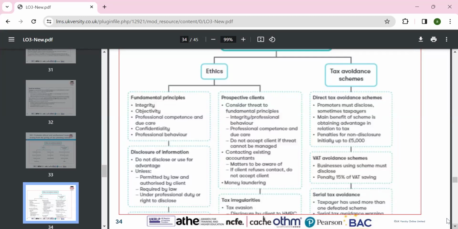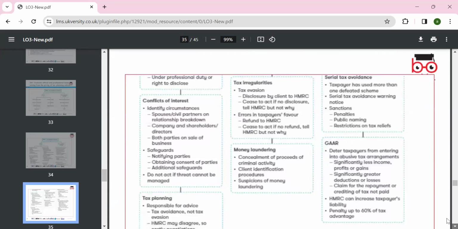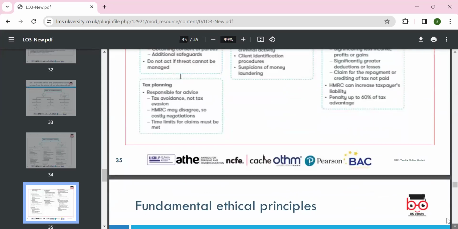Tax avoidance scheme, direct tax avoidance: the promoter must disclose. The taxpayer gets the benefit of the scheme, obtaining advantages in relation to tax. Penalty for non-disclosure is initially up to 5,000. VAT avoidance scheme, yes, businesses using the scheme must disclose it, and there can be penalties if we don't. We can think about what we can save under different schemes in a certain period of time and in different tax years, which we need to follow accordingly.